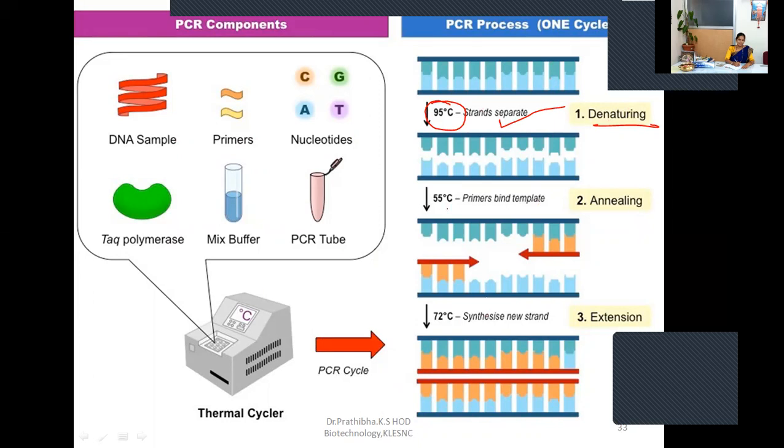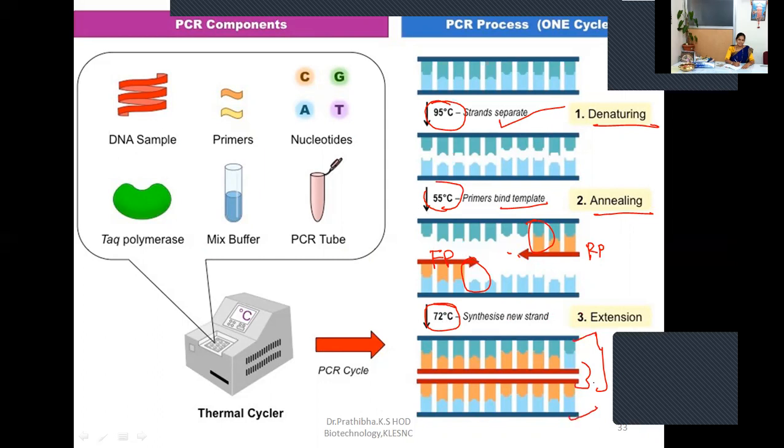Next, when we reduce the temperature to 55 degrees Celsius, primers bind to the template. That process is known as annealing. This is the forward primer, and this is the reverse primer, which goes and attaches at the temperature of 55. When the temperature is again increased to 72 degrees Celsius, we can see this Taq DNA polymerase goes and attaches here and starts synthesizing the individual nucleotides according to the template DNA. And here we are getting the new product. These two are the new product, right? And these are the original.